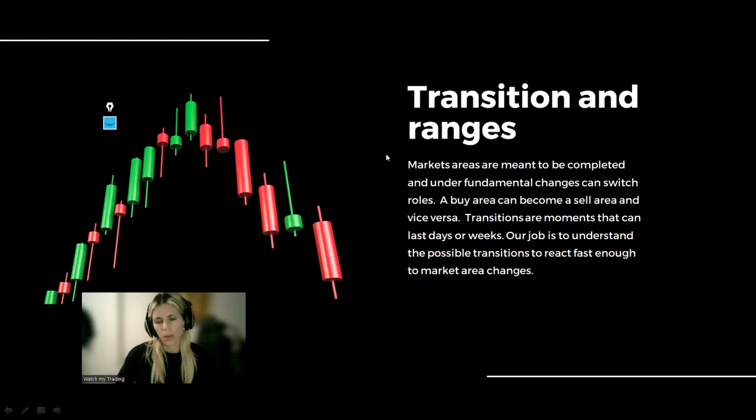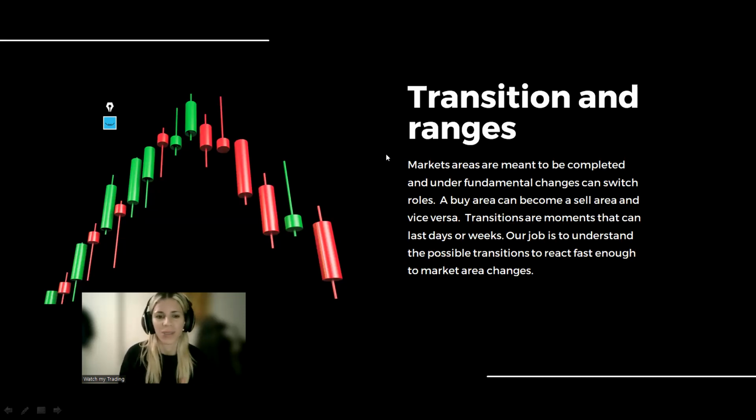Okay, so this is also a very important topic in price action, which is the transition and the range. So far we've been talking about, I want to say, three main concepts in price action. We talk about market areas, the buy market area, the sell market area, and then we talk about intervals, the intervals of the final strategy that we are going to apply.